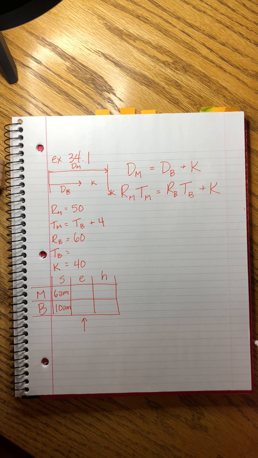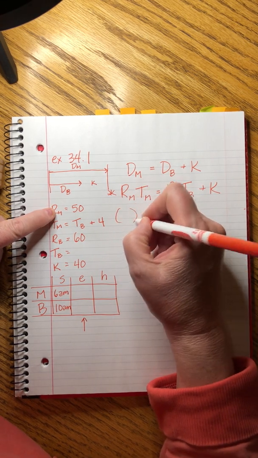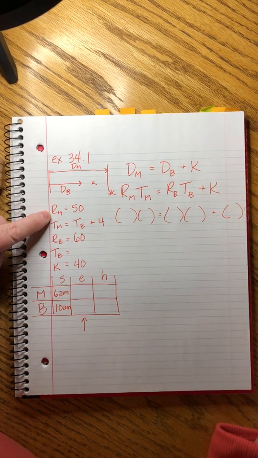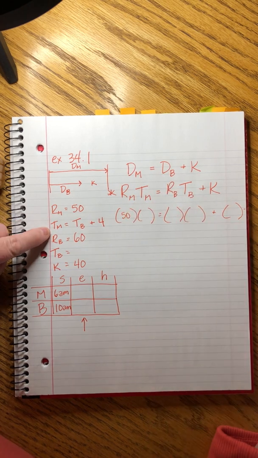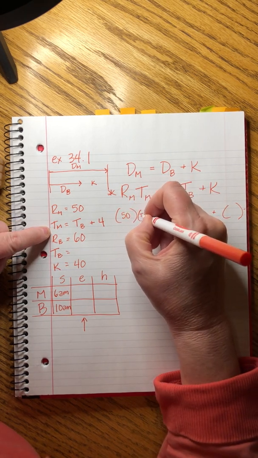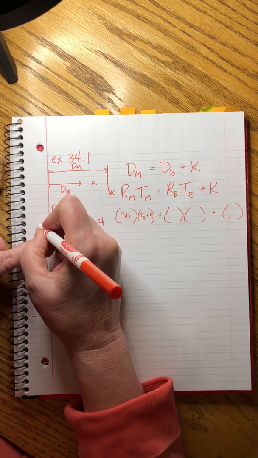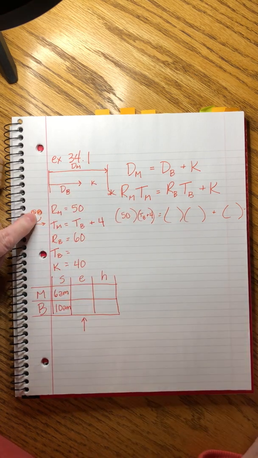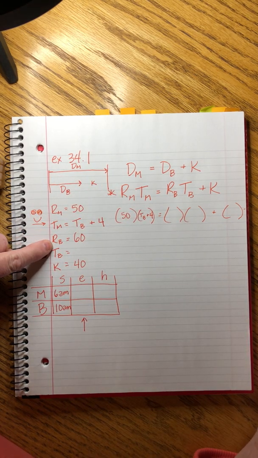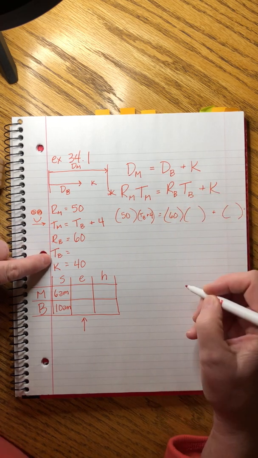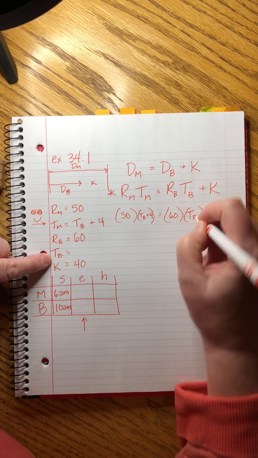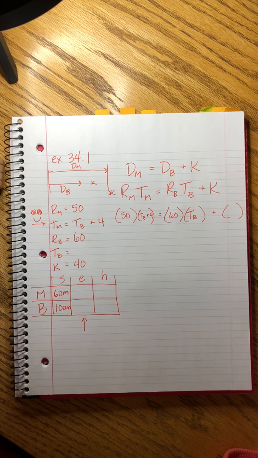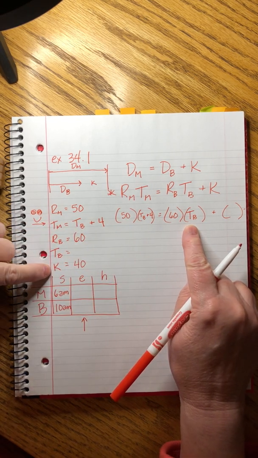All right, let's bucket this. Okay, the rate of Millicent goes here, 50. The time of Millicent, we're saying, is TB plus 4. This was tricky. Rate of Beauregard, 60. And then time of Beauregard, we can just put that in. Notice that we have the same variable twice, so peace descends over the land because we'll be able to solve it. And then K is 40.